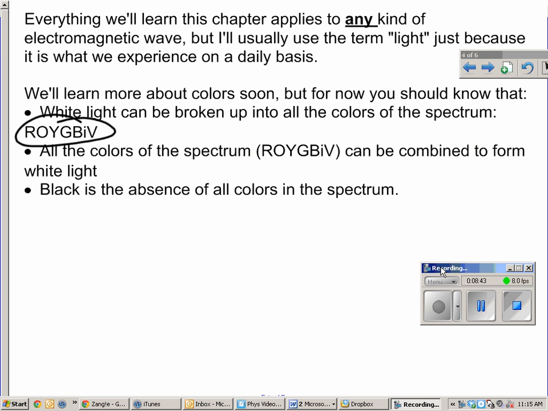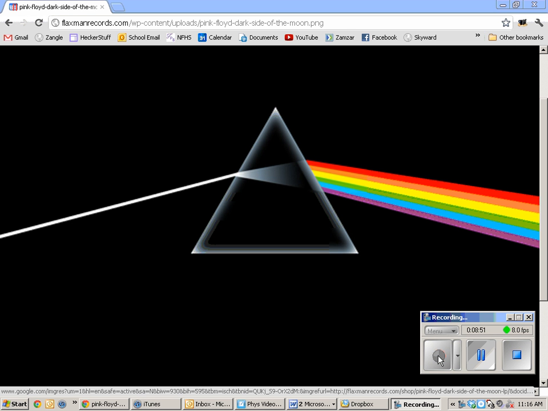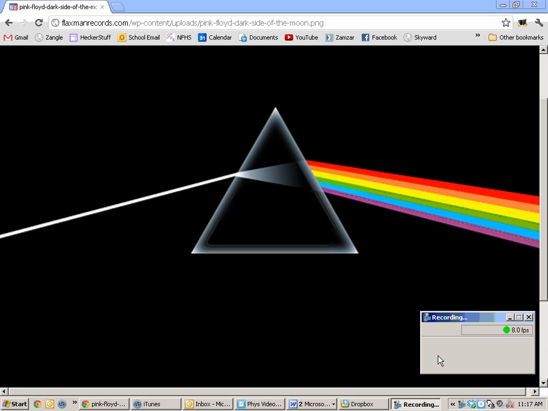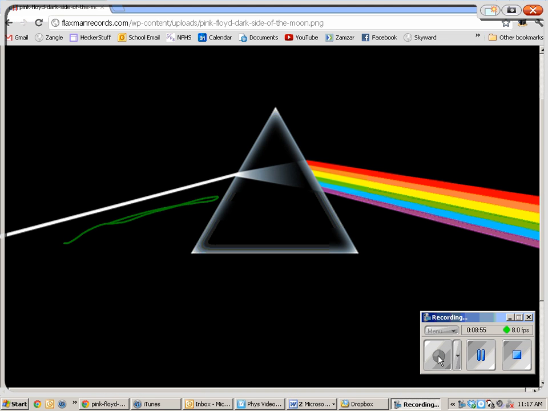If you've ever seen the Pink Floyd album cover for Dark Side of the Moon, you know that white light can be converted into the colors of the spectrum. So here you can see there is white light here that I've just underlined with green going into a prism, and the prism causes the light to split up, we'll talk about why that happens later on, into the different colors of the rainbow. Okay, so that's just white light being broken up into the different colors, and I'll show you a demo of that in class.